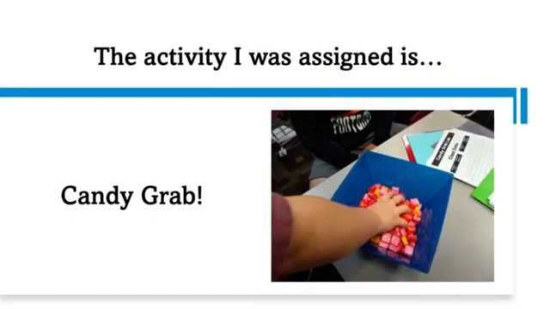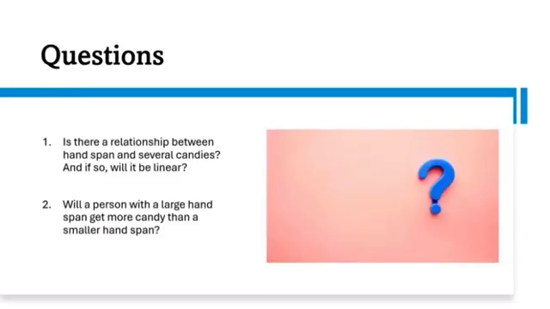The activity I was assigned for the end of year project is one of the simplest activities we have conducted similarly during class, known as candy grab. Although the activity is relatively simple, we'll be answering some questions about whether there's a relationship between a handspan and mini candies, and if a person with a large handspan will get more than a smaller handspan.